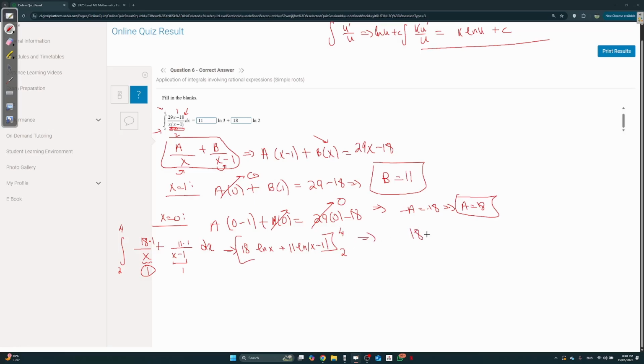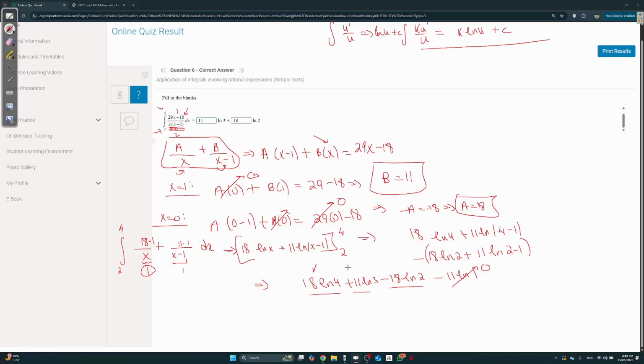So it's going to be 18 ln 4 plus 11 ln 4 minus 1, minus 18 ln 2 plus 11 ln 2 minus 1. Let's clean this up a bit. When you expand this all, you're going to get 18 ln 4 plus 11 ln 3 minus 18 ln 2 minus 11 ln 1. If you don't know yet, ln 1 is 0. So you're left with 18 ln 4 plus 11 ln 3 minus 18 ln 2.